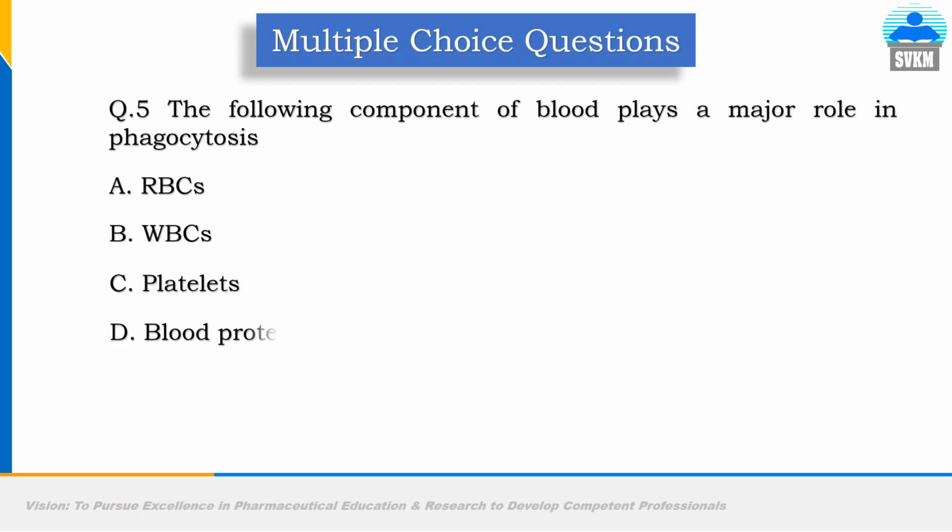Last question: which component of blood plays a major role in phagocytosis? The options are RBC, WBC, platelet and blood proteins. And your answer is WBC.